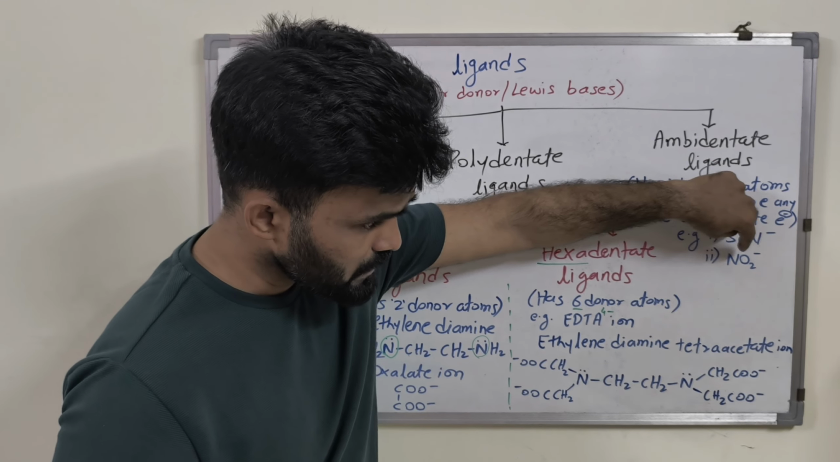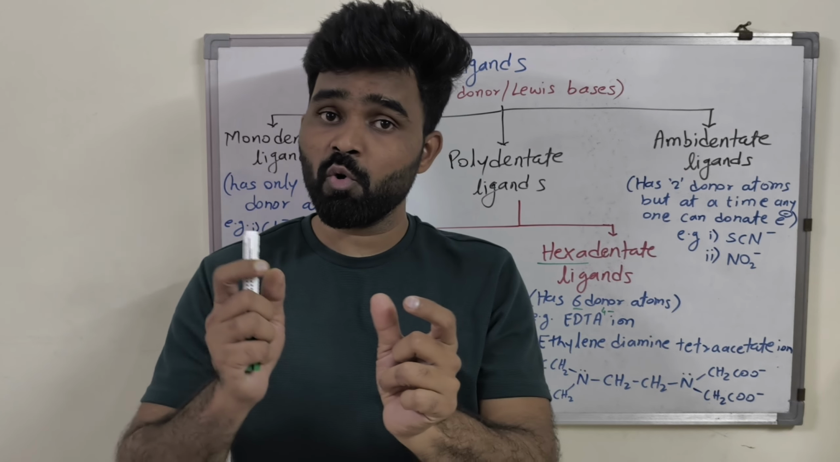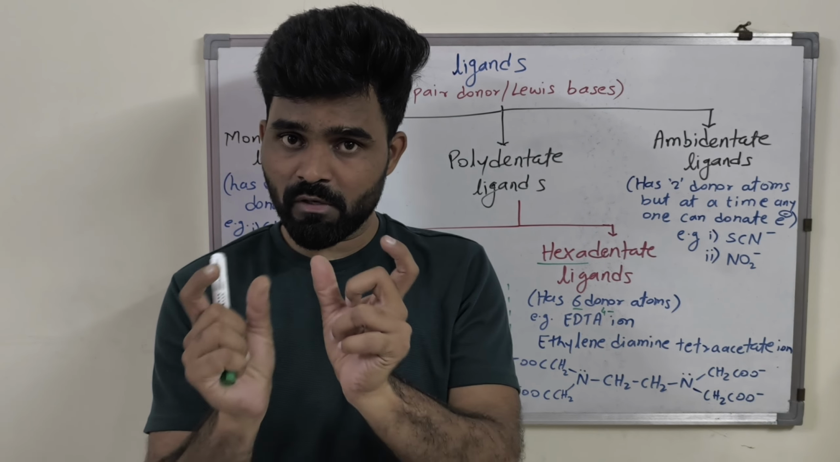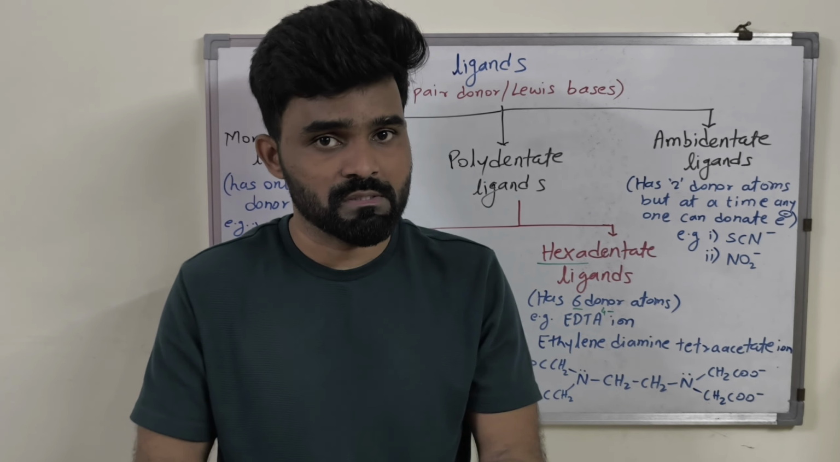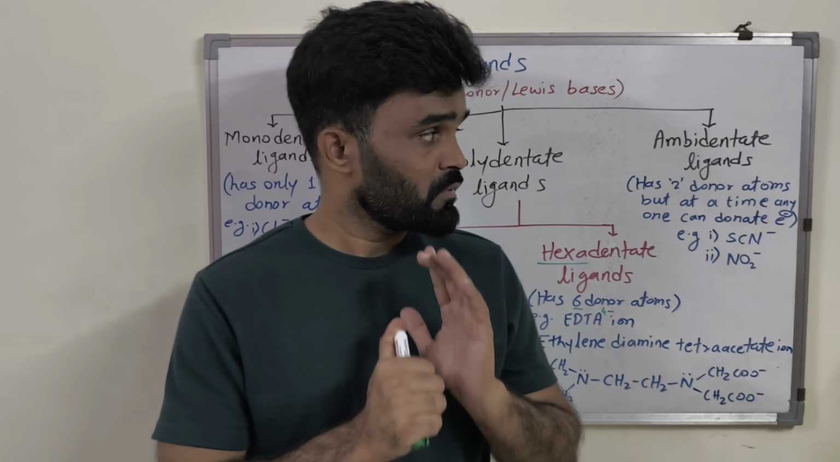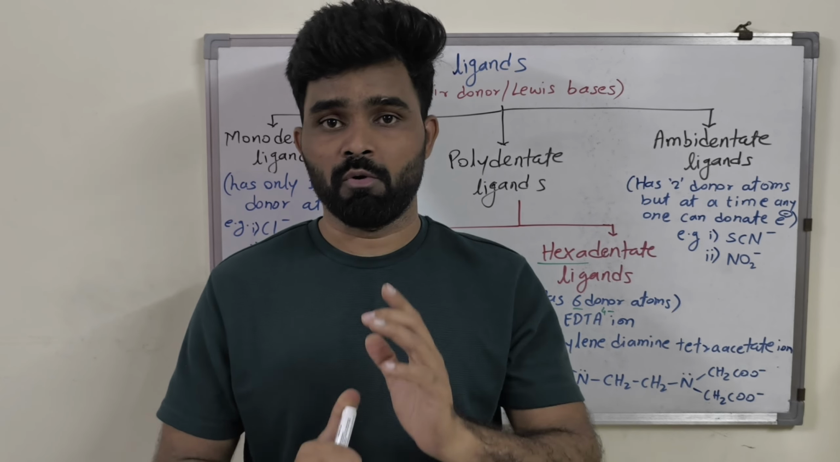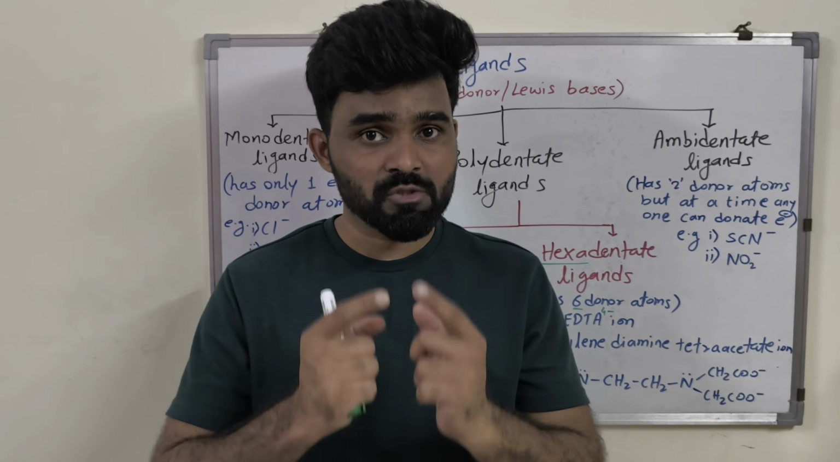Okay? Then NO2 also, again the same. Sometimes N can give electron, sometimes O can give electron. So at a time only one of them can give electrons. Okay? That is all about types of ligand. We have covered it. Take a screenshot of this, note down each and everything in your notebook. Now we'll move to the next topic.